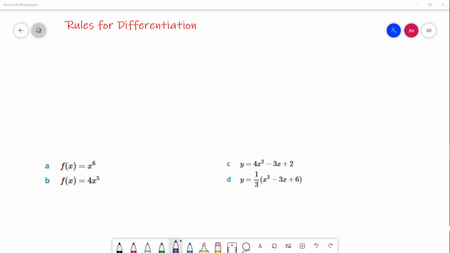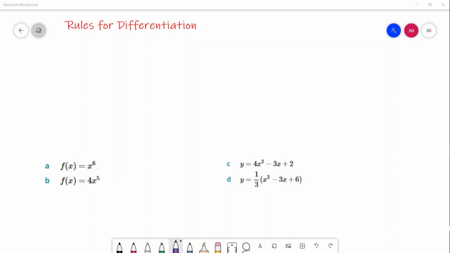Welcome back. Last lesson we looked at differentiation by first principles, where we were finding the derivative or the gradient of the tangent at a point of any function, and we had that big long limit equation to work out. This lesson we're looking at some shortcuts, general rules you can use to differentiate any function that you have.